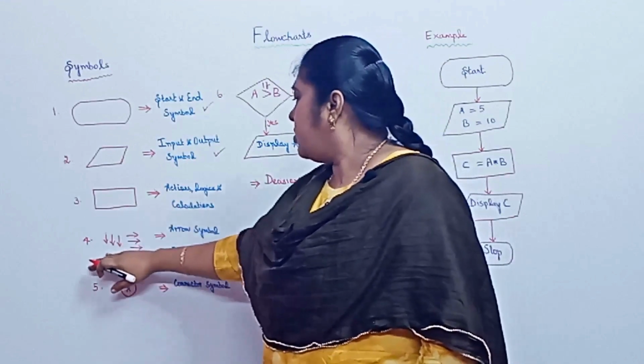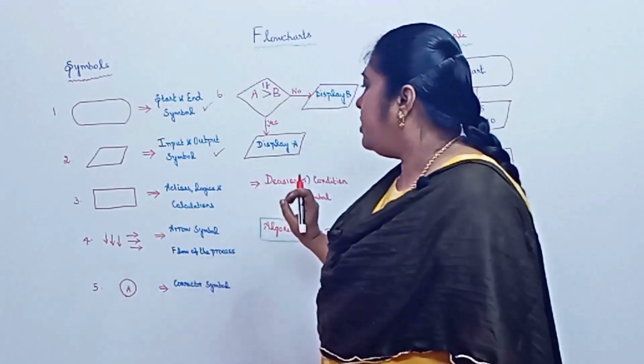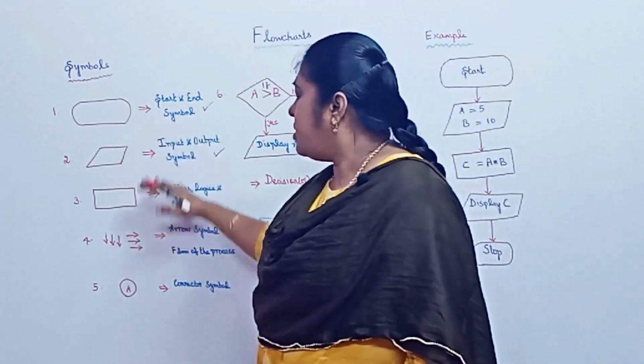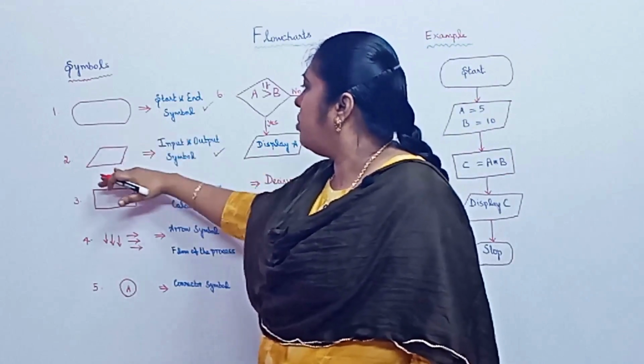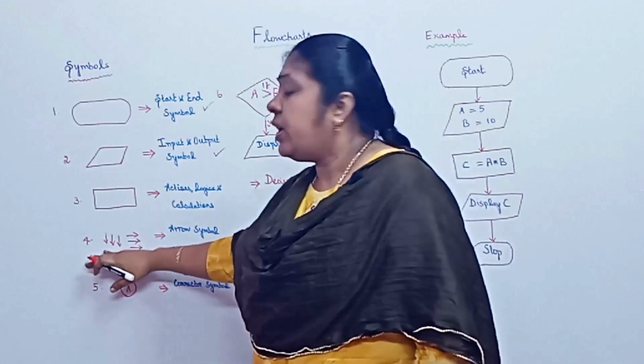And then next comes the arrow symbol. This arrow symbol just connects all the other symbols, that is, the start and end symbol, input symbol, action symbol or any other symbols, with the sequence of flows.